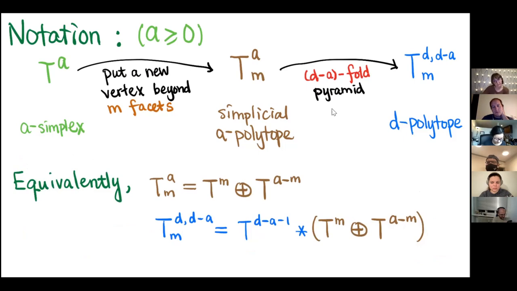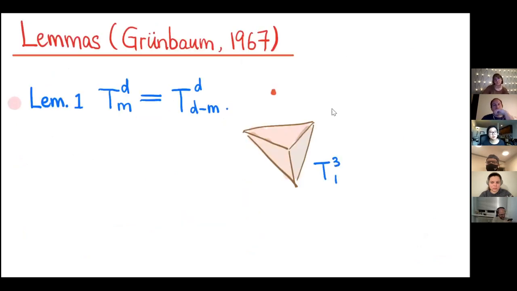Okay. Yeah, so there are several lemmas about this nice family of polytopes. First of all, T^d_m is actually combinatorially equivalent to T^d_{d-m}. That means if you add a new vertex beyond m facets of a simplex, it's the same as adding a different vertex beyond exactly d minus m of them.